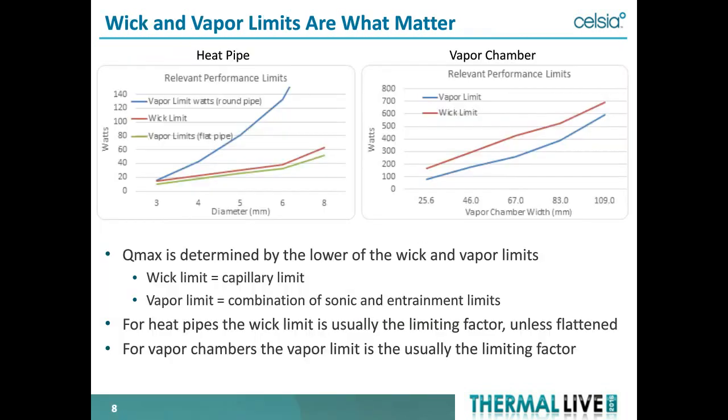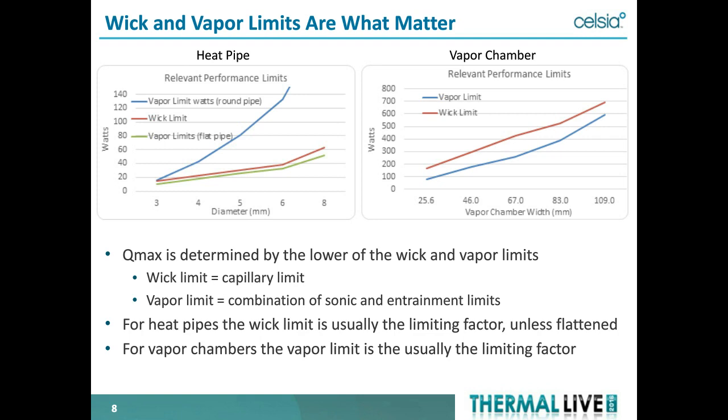What's important to see here is when we look at the performance of these devices, and these two charts, what we're showing is the chart on the left are heat pipe performance limits, and the chart on the right, the vapor chamber, and it's by diameter for the heat pipes and for width for the vapor chambers. The blue line will show you on the heat pipe the vapor limit, whereas the red line will show you the wick limit.